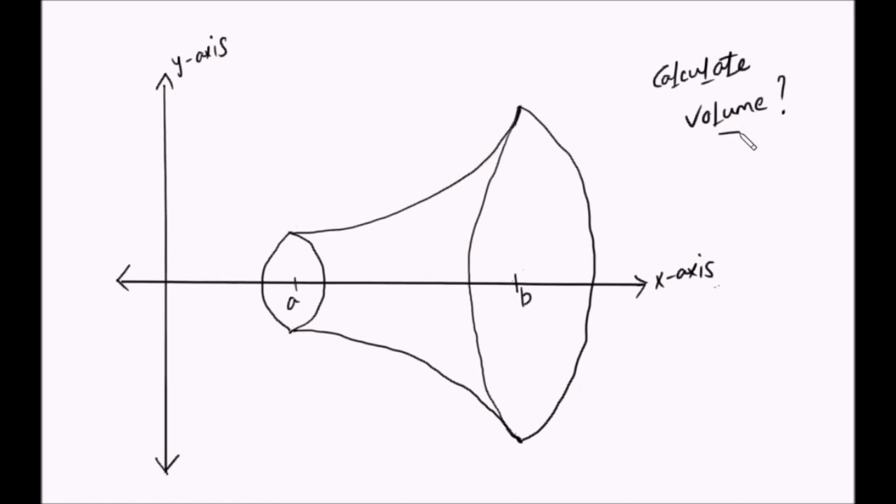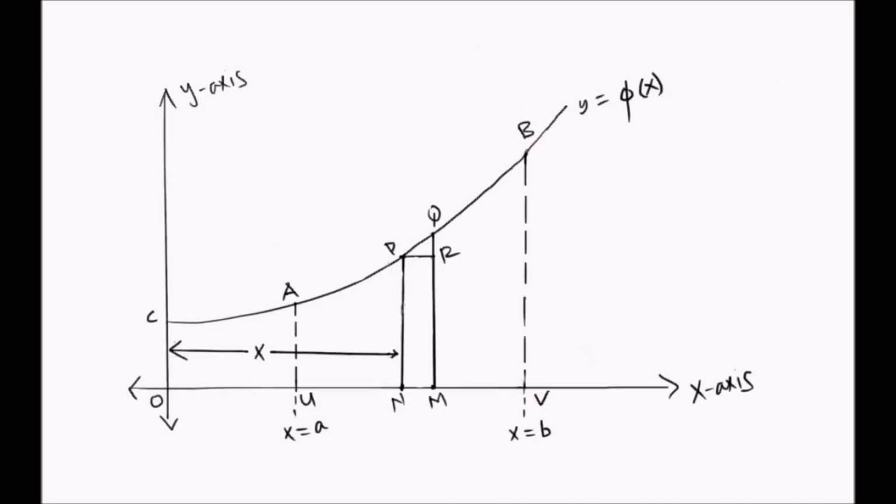So we want to calculate the volume of this figure. We are going to use the same method we used in the calculation of areas. In the calculation of areas, remember, we divided the region into many rectangles of equal width like this rectangle PNMR, where if P was x, y and Q, x has increased by delta x, so it is x plus delta x and y has increased by delta y. We used these.